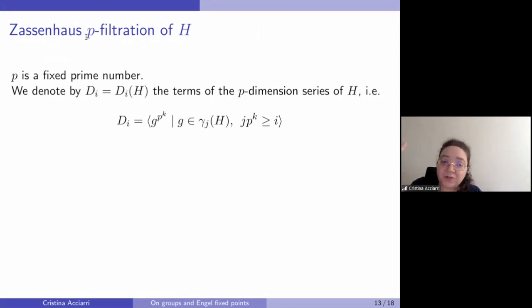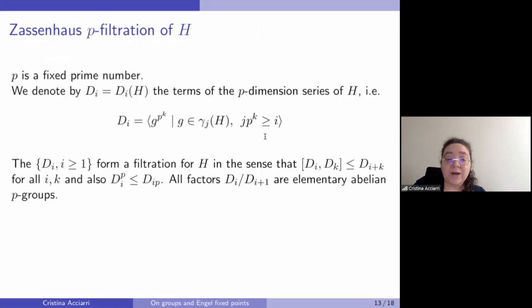Yesterday, Anita already mentioned this filtration, the series that you can consider for appropriate groups. In particular, I will use this one. I will call the terms D_i of H. This Zassenhaus filtration is sometimes also called the p-dimension series of H. Each D_i is defined like this: generated by p^k powers of elements of γ_j, where γ_j are elements in the lower central series of H, under the condition that j·p^k must be at least i.